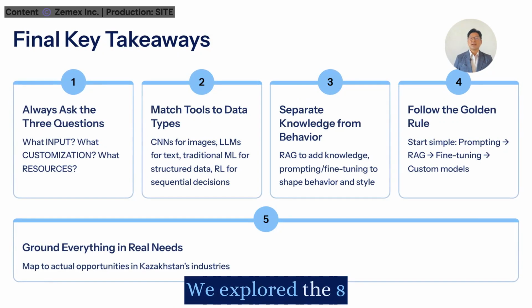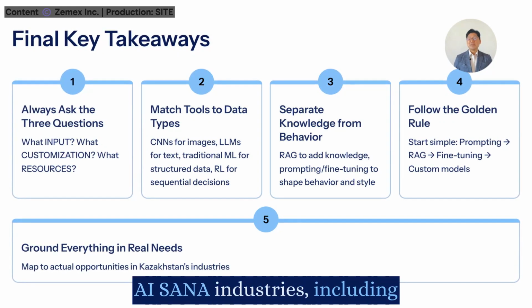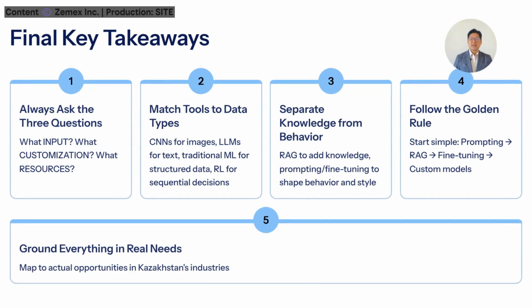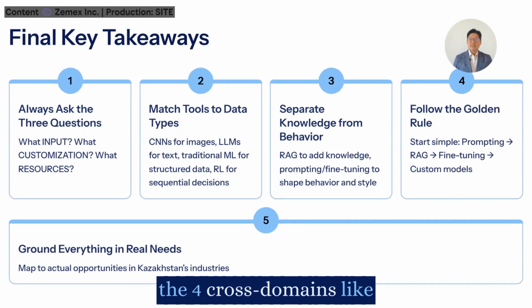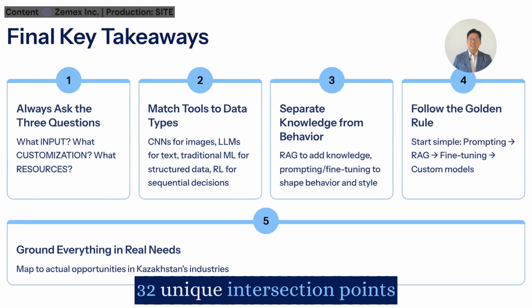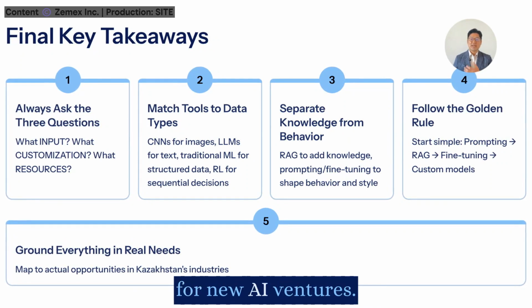We explored the 8 AI SANA industries, including mining, agriculture, healthcare, and education. And we looked at the 4 cross-domains like robotics and safety, creating 32 unique intersection points for new AI ventures.